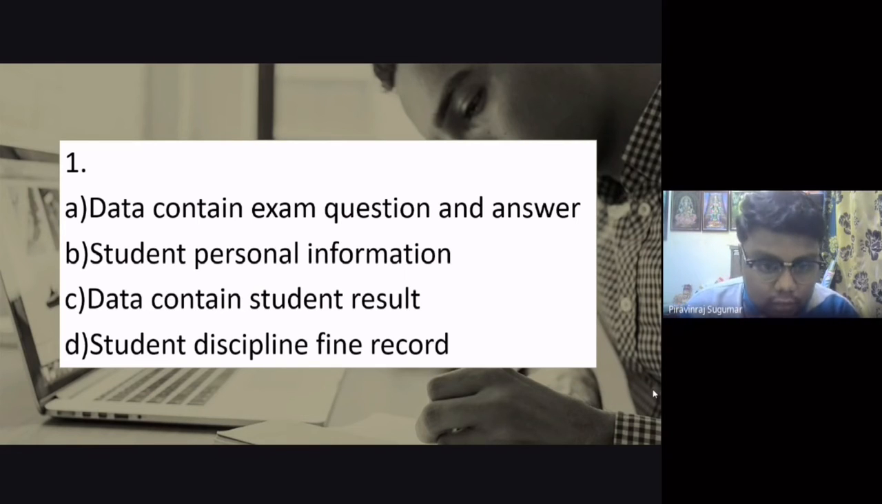The second answer is student personal information. If this leaks, the student's personal information such as ethnicity, matrix number, and their name will all be leaked. The third one is data containing student results, which is their final exam result. And the fourth is student discipline fine records.